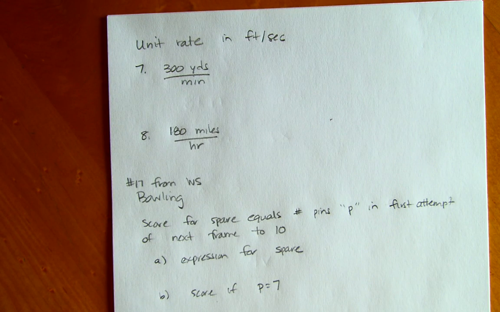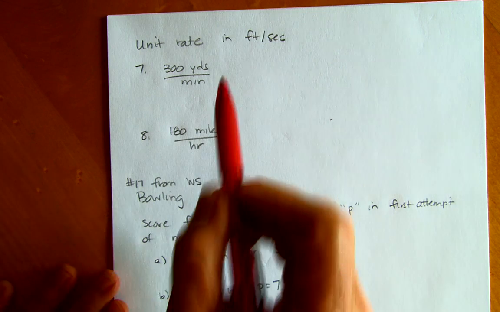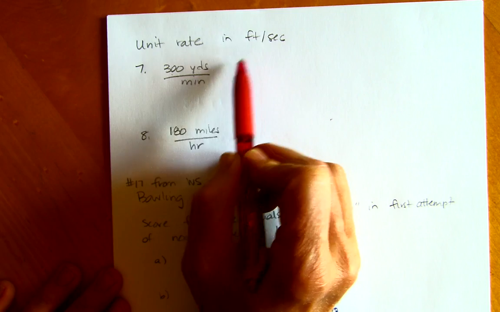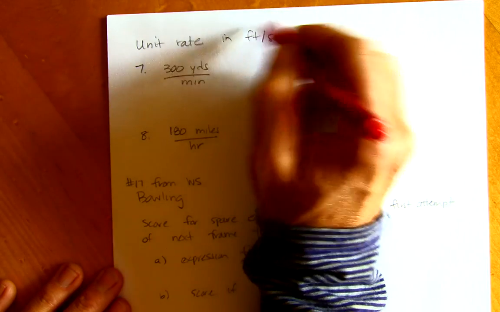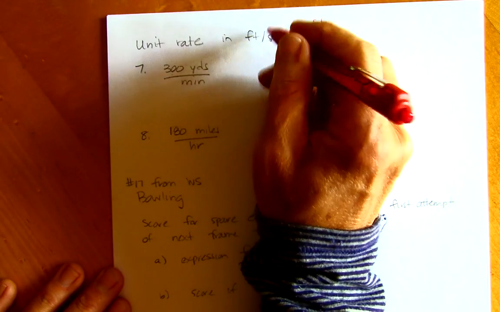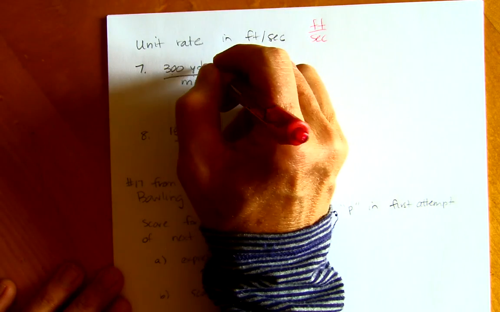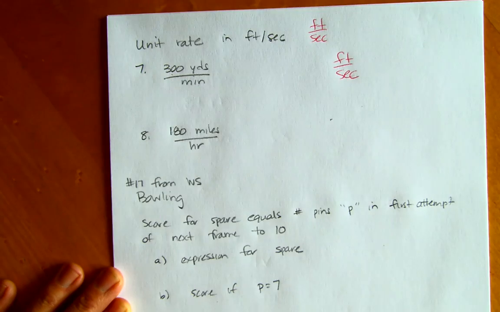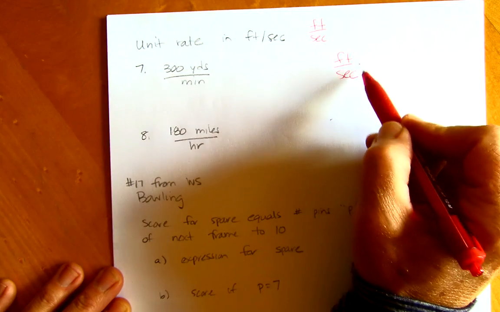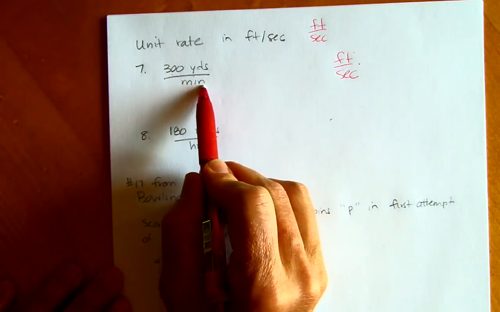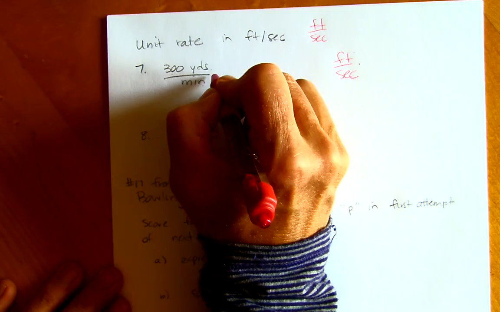This section also reminds us about unit rate. Unit means 1. So I want 300 yards in 1 minute. In this case, I want the answer in feet per second. And I should have written it like this, actually. I hate the slash, as I say. So everything's numerator, denominator. And if I want my answer to be in feet per second, I need to convert yards to feet, and I need to convert minutes to seconds.